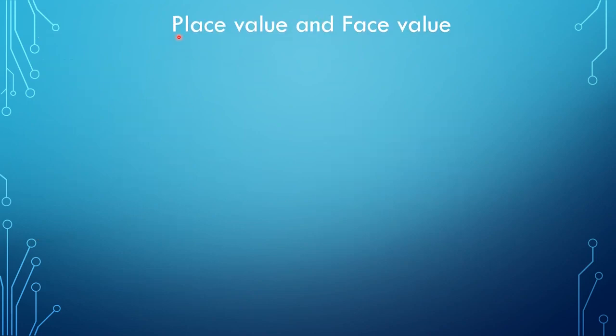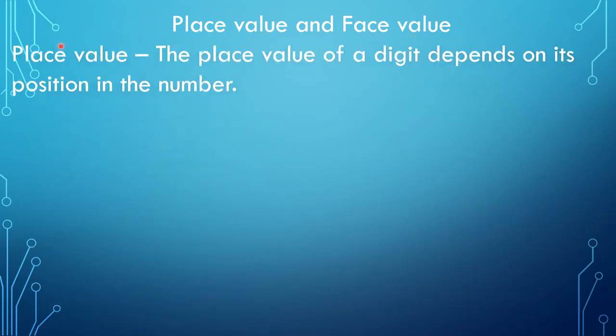Now the next topic is place value and face value. So beta, what is place value? The place value of a digit depends on its position in the number. प्लेस वैल्यू जो है किसी भी डिजिट की वो डिपेंड करती है उसकी पोजीशन पे कि वो कौन सी पोजीशन पे है, कौन से प्लेस पे है. ओके, ones place पे है, tens place पे या hundreds place पे.